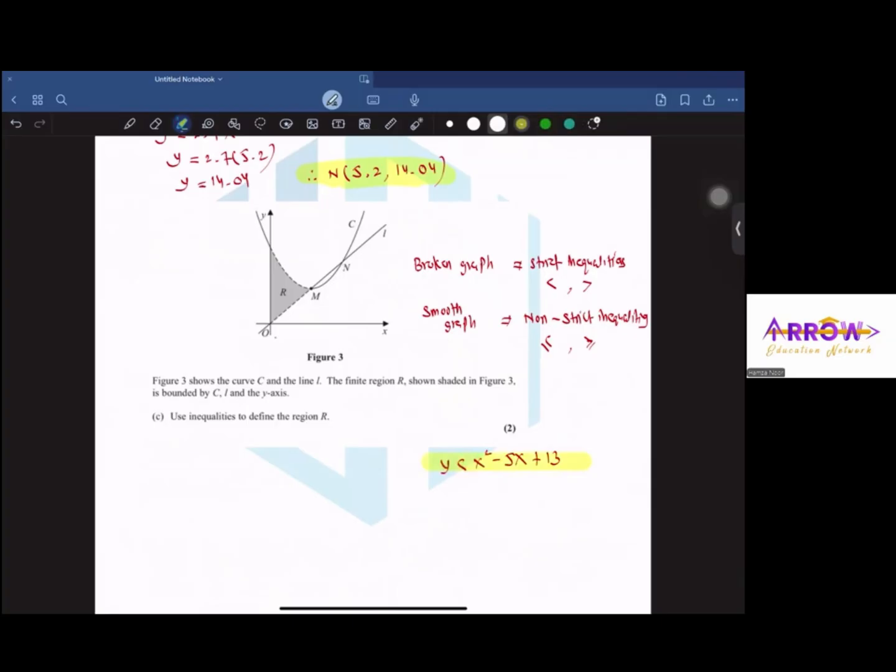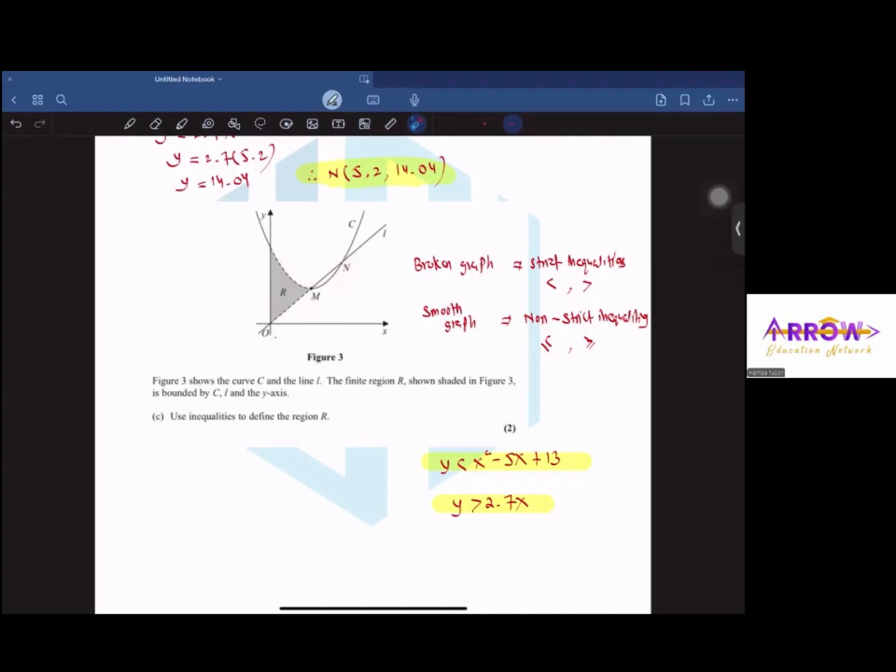And as we can see, the region R is above the line, and the equation of the line L is y equals 2.7x. So I'm going to say that y is greater than 2.7x, as the region R is above the line. And as far as the third inequality is concerned, we can see that the region R is towards the right hand side of the y-axis, meaning x is greater than or equal to 0.